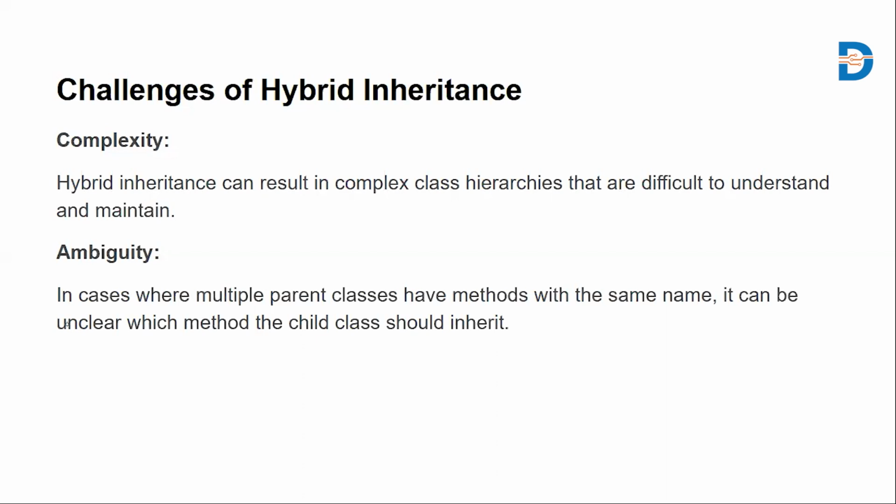Then we have ambiguity as another challenge. This arises when two parent classes have methods with the same name. In such a case, it can be unclear which method the child class should inherit. This leads to method conflicts, which can make the code harder to manage.